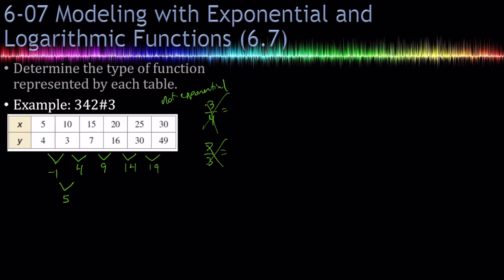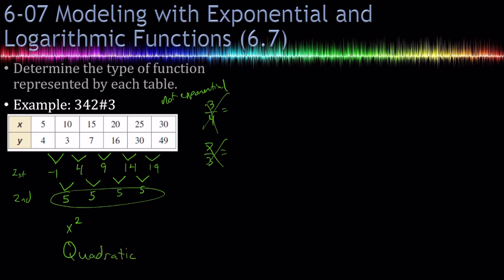4 minus -1 is 5. 9 minus 4 is 5. 14 minus 9 is 5. 19 minus 14 is 5. Hey, look, those are all the same. So that was first order, this was second order, finite differences. Since that is true, it is polynomial with degree 2. It's x squared, which means it is quadratic. And if we wanted the function, we could use our calculator to do a quadratic regression.